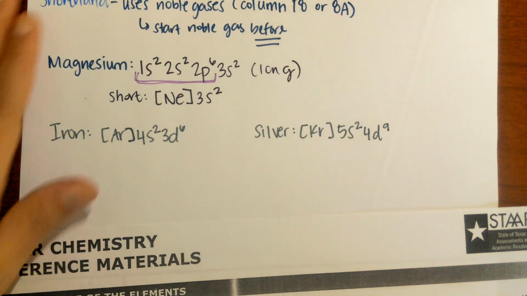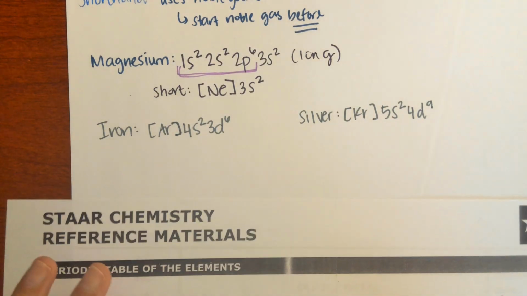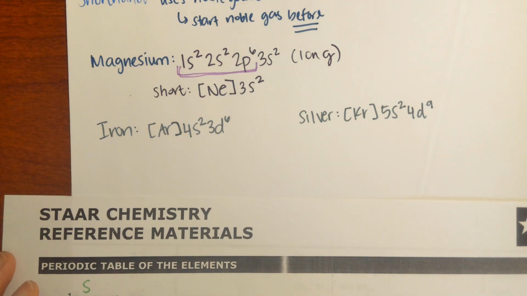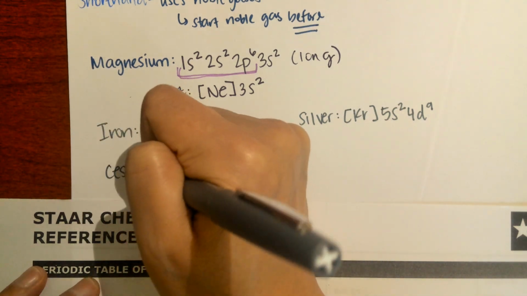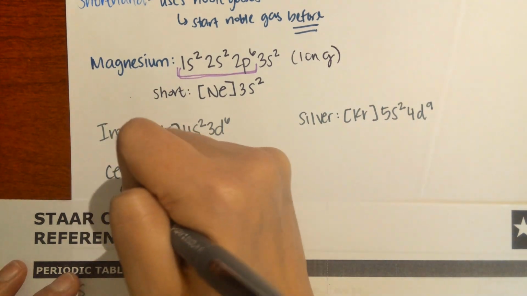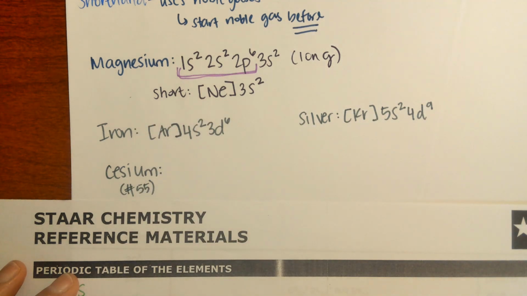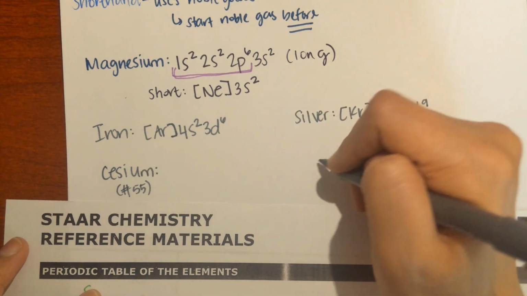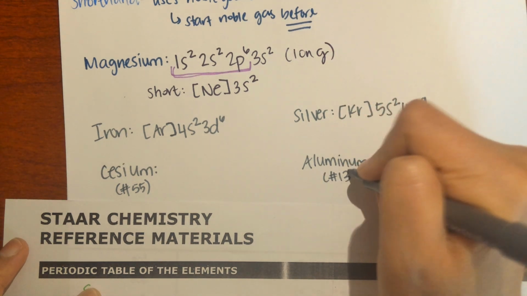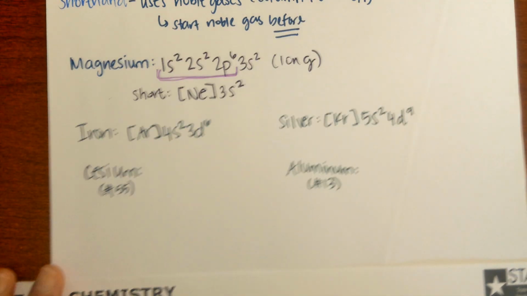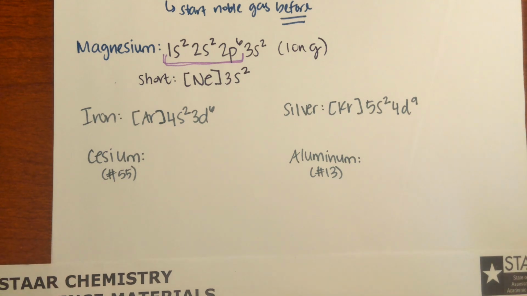Alright, cool. I'm going to give you two more examples. You're going to try it by yourself: pause the video and then check your work once you're ready. I'm going to give you cesium, that's number 55 if you struggle with finding the element, and aluminum, that's number 13, but that's easier to find. So cesium right here, aluminum up here. Go ahead and find the shorthand noble gas configuration.